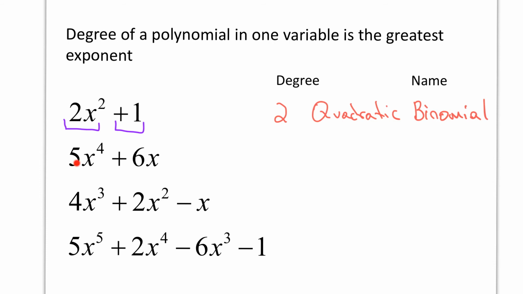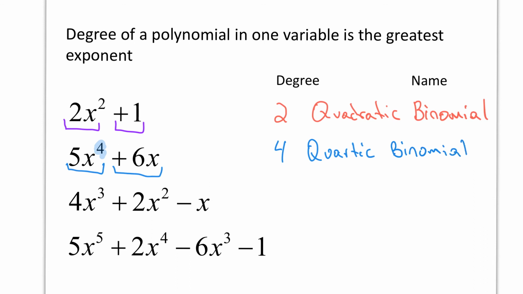The next one, 5x to the 4th plus 6x. Well, the highest exponent, look at the x's, this one has a 1, this one has a 4, so I'm going to highlight that 4 right there. It is a degree of 4, which is a quartic. That's the name of degree 4, quartic. And how many terms? 2 terms, because we have 5x to the 4th power, that's 1, and positive 6x, that is the second term. So degree of 4 is quartic, and we have a binomial. So let's look at the next one.